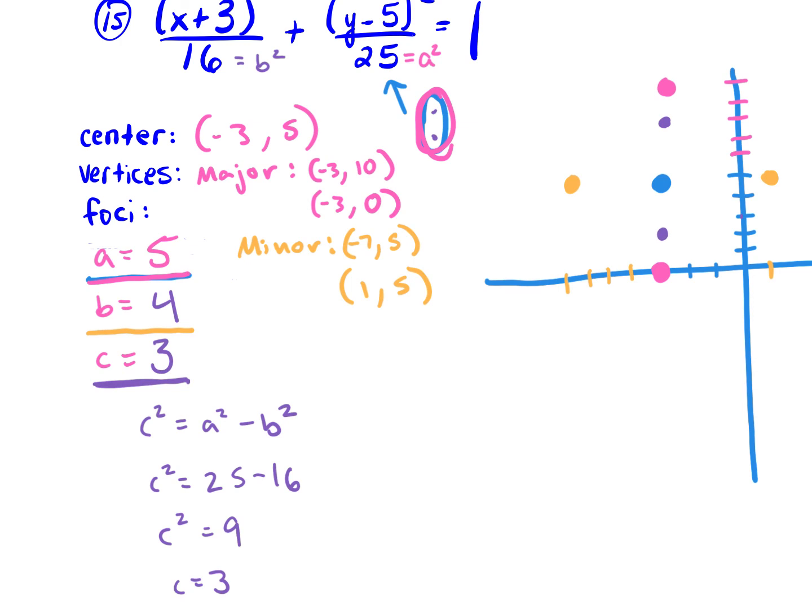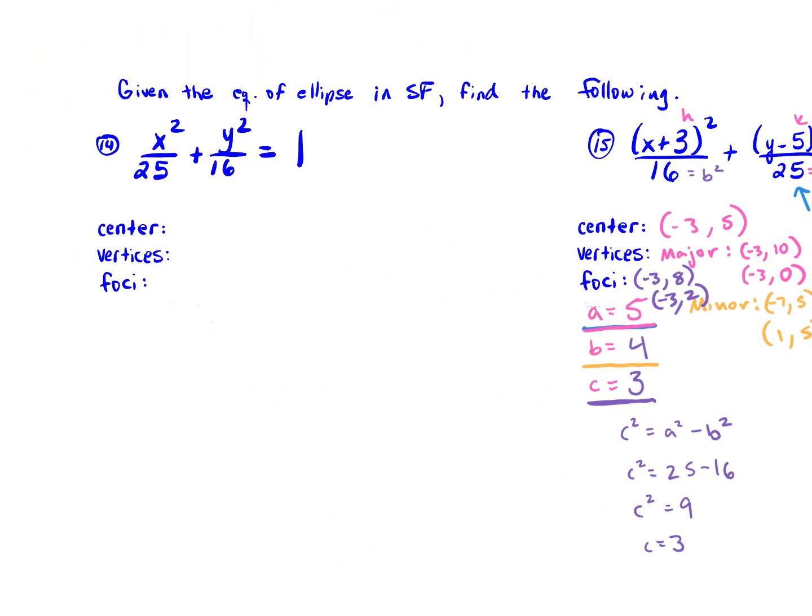So my 2 points for my foci are going to be negative 3, and then I went up 1, 2, 3, 4, 5, 6, 7, 8. So negative 3, 8, and negative 3, and I went up 1, 2. So those are the foci. All right, let's also do 14.